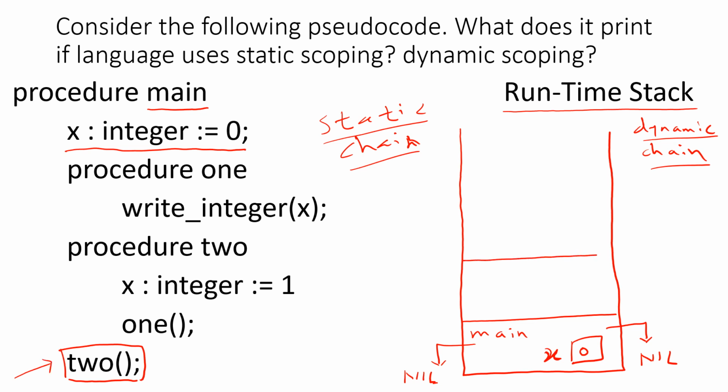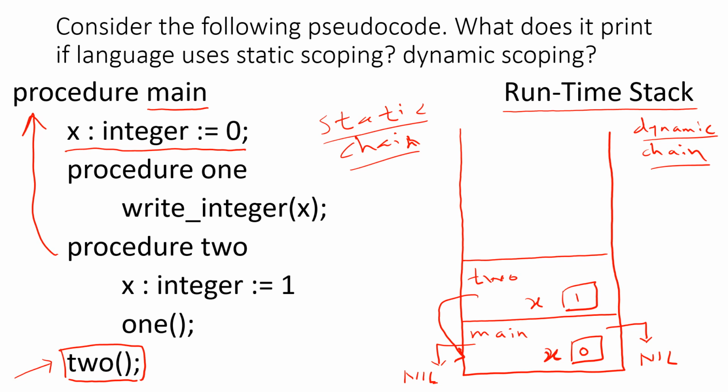Now we call procedure 2. Procedure 2 has its own copy of x with value 1. But now, since 2 is a procedure, we want to find out what is the static link for 2 and what is the dynamic link for 2. How would you find out the static link for 2? The static link for 2 will point to the static parent of 2. And who is the static parent of 2? 2 is defined in main. So the static parent for 2 is main, because 2 is defined in main.